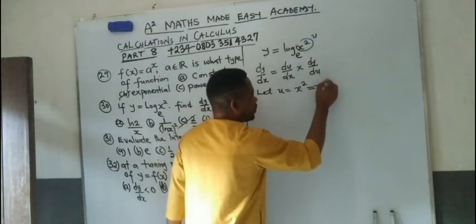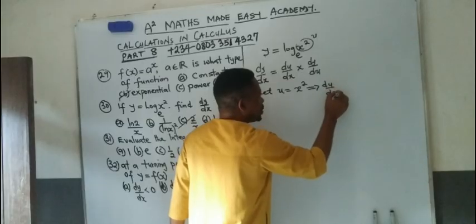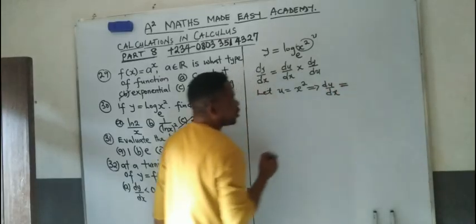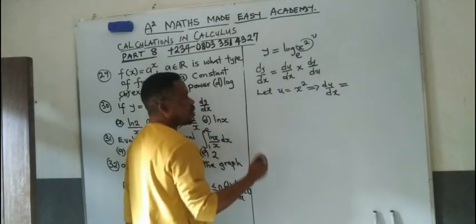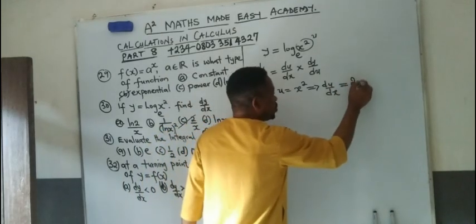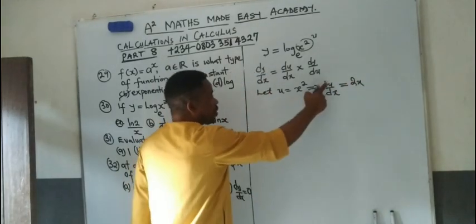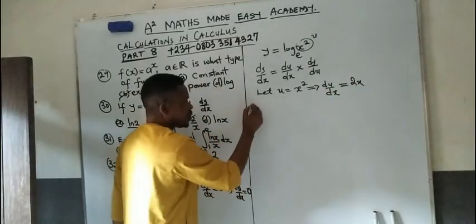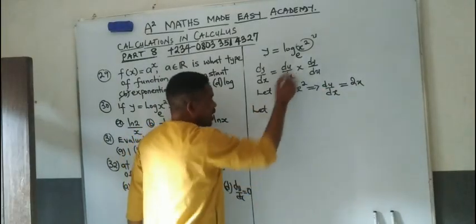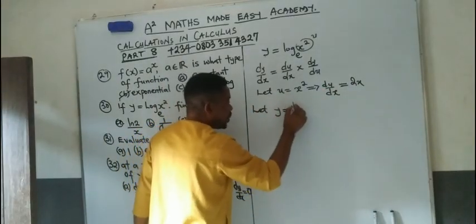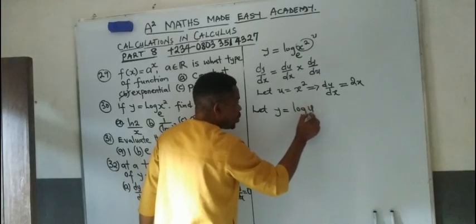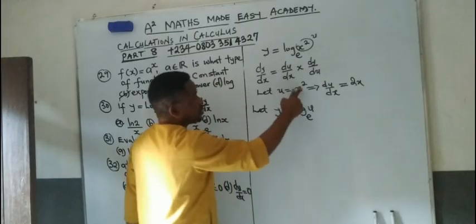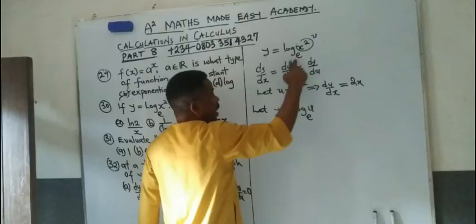Can we differentiate u with respect to x? It will now become du over dx, equal to differentiating x squared. We have already known it. The answer is 2x, meaning I've gotten the value of du/dx. So the next thing is to consider that let y be log u exponential. Log of u.